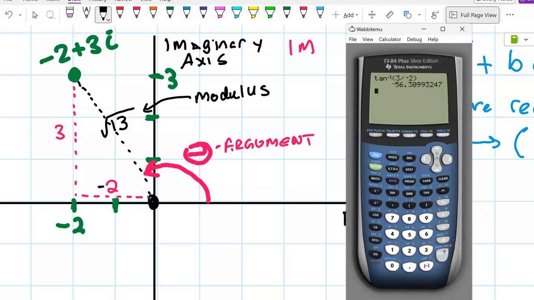And we might get an angle like negative 56. Now, there's a problem with inverse tangent. We've seen this before with vectors: inverse tangent only gives answers in quadrants 1 or 4. Well, our complex number was in quadrant 2. So what we could do is add 180 to that answer, and that would give us the correct theta, going from quadrant 4 back to quadrant 2.